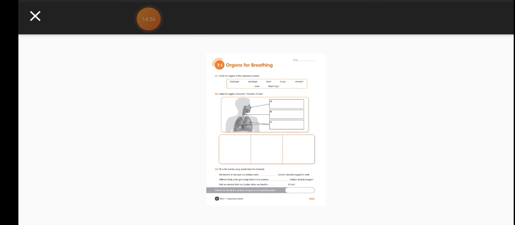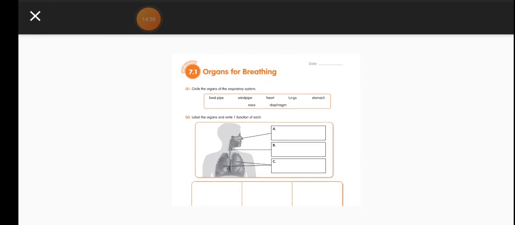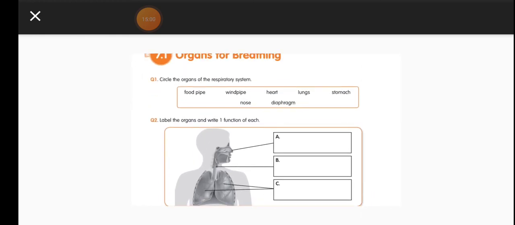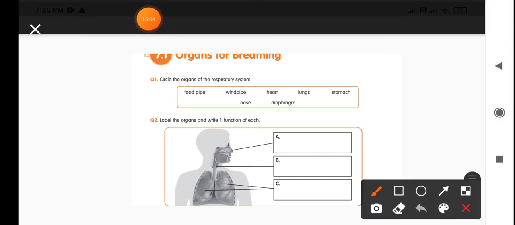Now come to the help box. Here you can see: circle the organs of the respiratory system. You circle, choose only the respiratory organs. So, does the food pipe belong to the respiratory system? No. Windpipe, yes, of course, the windpipe belongs to the respiratory system. Like this, you choose the parts which are related to breathing.